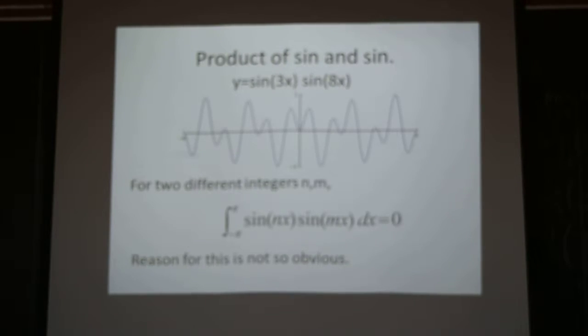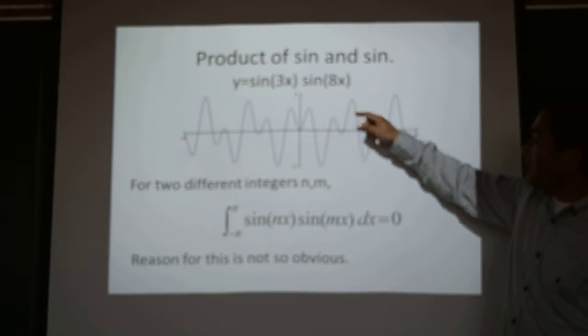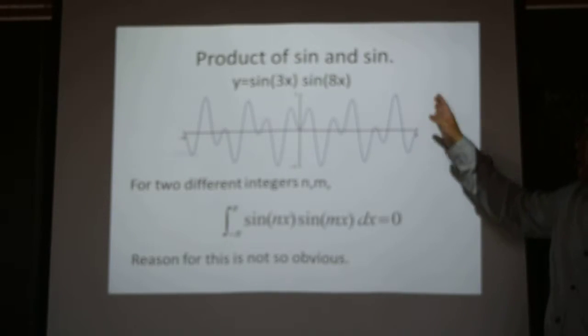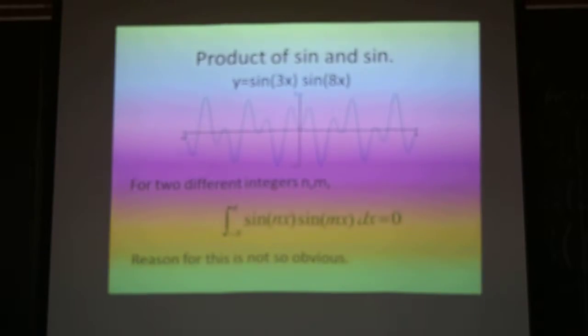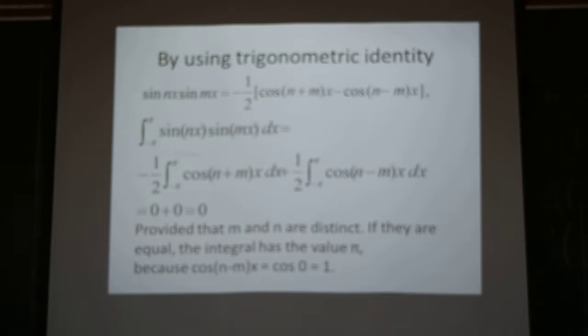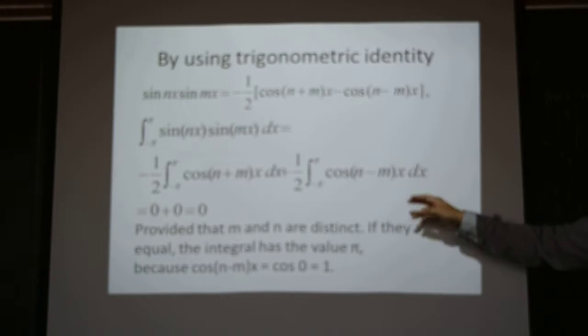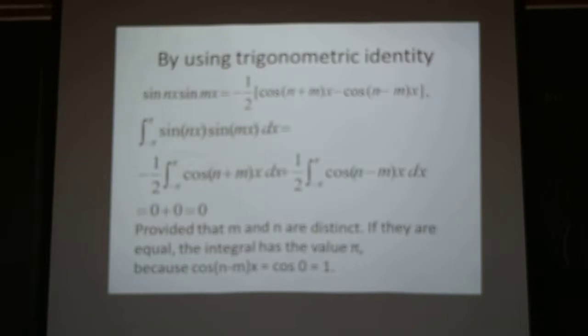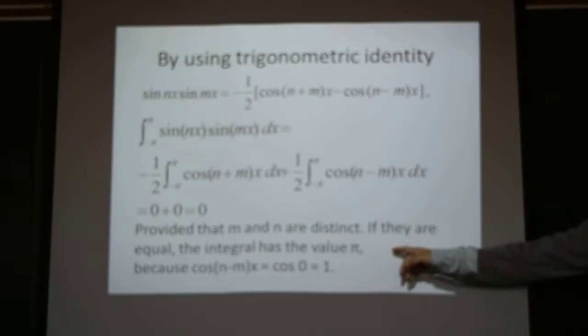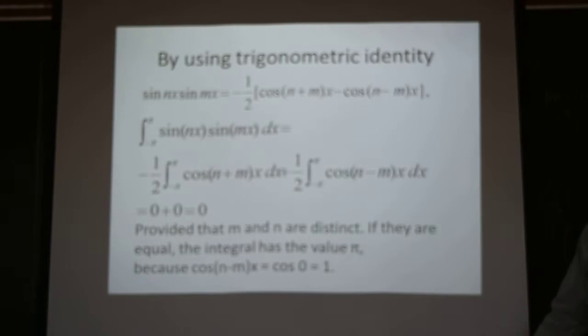Okay, next. What about sine times sine or cosine times cosine? Well, this one requires much more involved calculation. And you will see that when m and n are different, then this oscillating thing will actually add up to 0. So the integral will be 0. And the calculation is using this product to sum formula. You make this into the sum, and then if you calculate, it's going to be 0. But if they are equal, then you're going to get a value of pi.